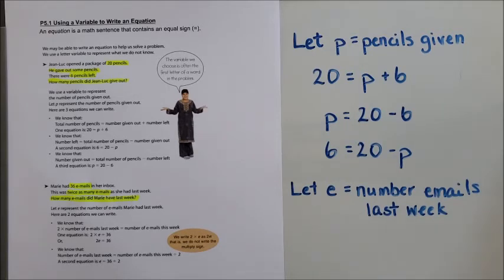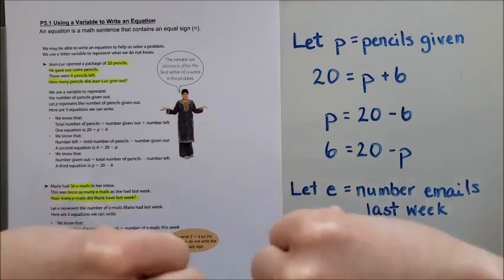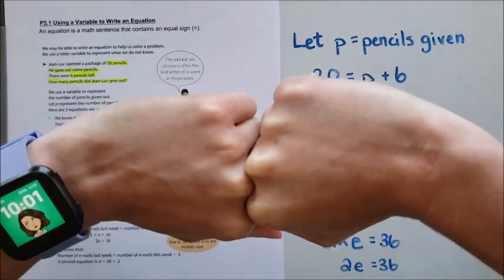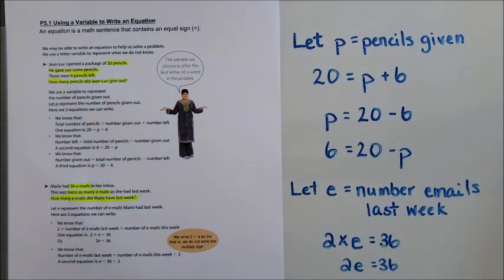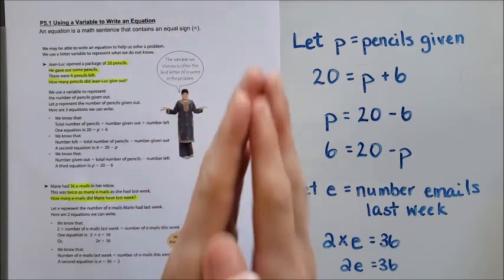Then I need to figure out, so E is how many she had last week, and she has twice as many this week. So twice as many tells me that I am going to be multiplying by 2. So 2 times E, so 2 times the number of emails she had last week is equal to the 36 emails that she has this week. Now, one thing that we can do is this multiplication sign looks like a letter, and sometimes we can confuse that. So we can actually write this without the X. So when we push these two things up against each other, the 2 and the E, that means we are going to be multiplying them together.